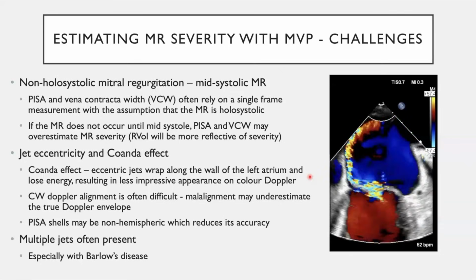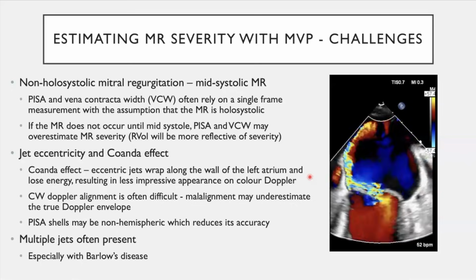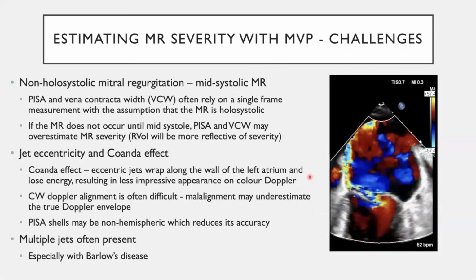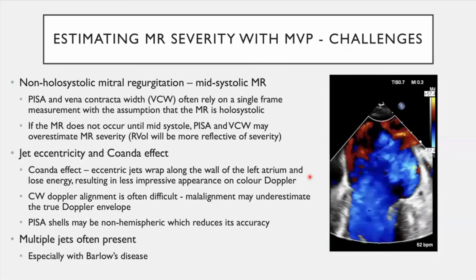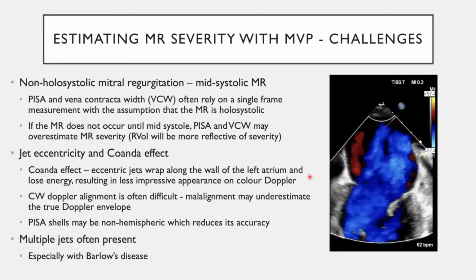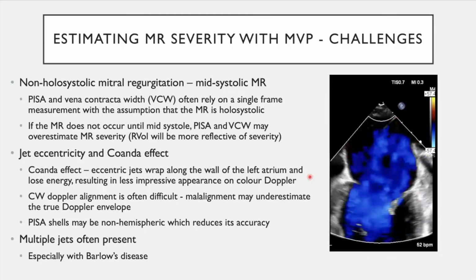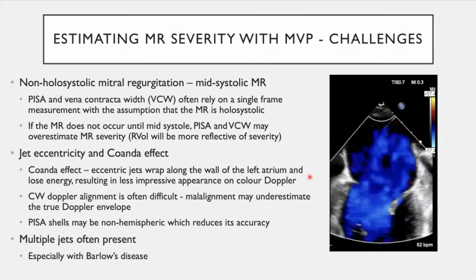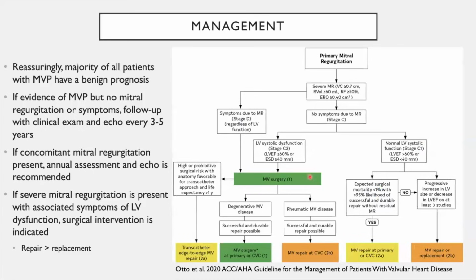Additionally, continuous wave Doppler alignment is often difficult because the jets are so eccentric, and so malalignment may underestimate the true Doppler envelope and impair our estimation of severity. And then, using the PISA method, PISA shells are assumed to be perfectly hemispheric, but with mitral valve prolapse they may be non-hemispheric, which reduces accuracy. Lastly, there could be multiple jets, especially with Barlow's disease, which makes it quite challenging to grade the severity.